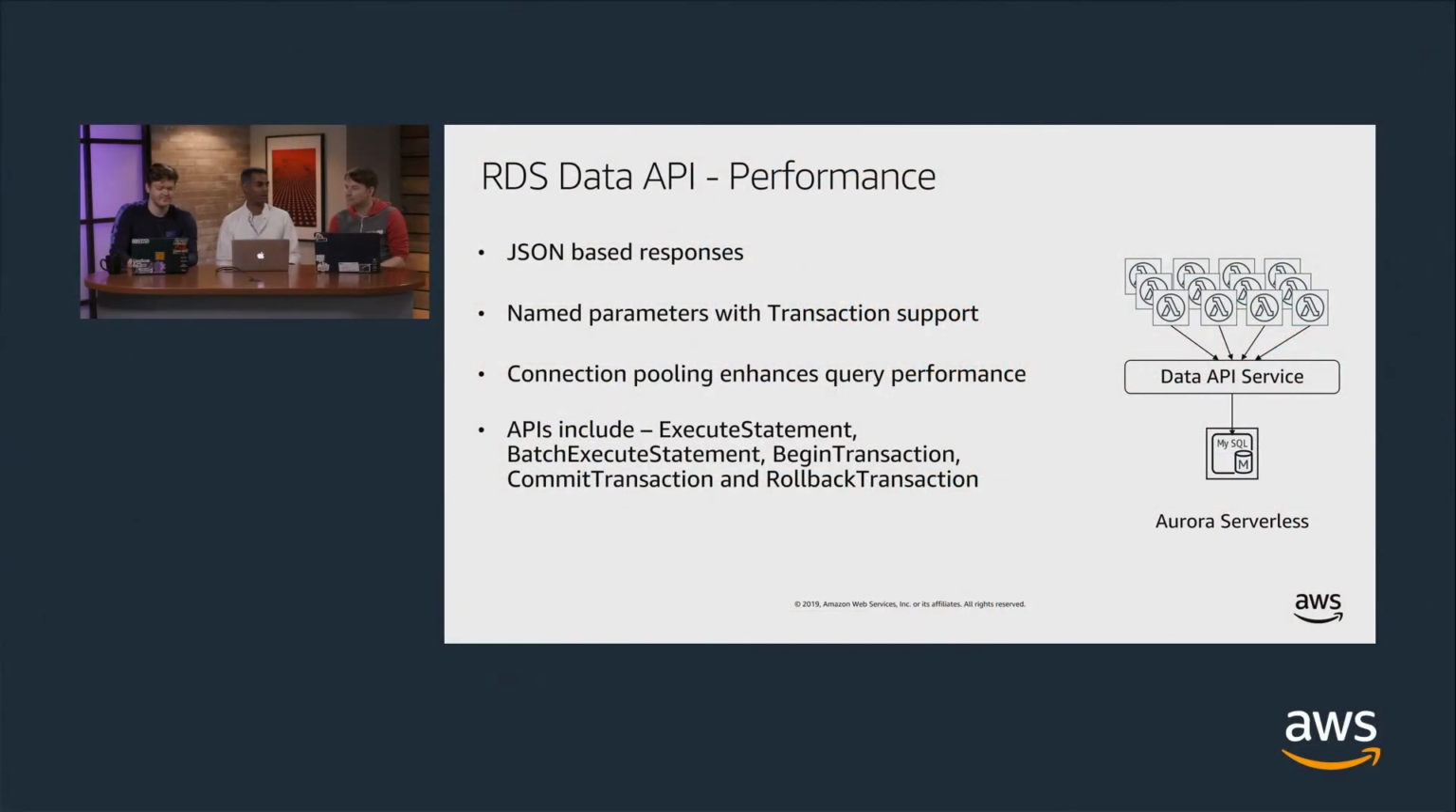All right, so maybe we can keep going here, and we'll have some more questions coming in. The intention of these slides is more to spawn questions than anything else. So the Data API performance: it's basically JSON-based responses, named parameters, with transaction support. We can do transactions over the Data API. There's connection pooling that we talked about earlier, and the APIs include execute statement, batch execute statement, begin transaction, commit transaction, and rollback transaction.